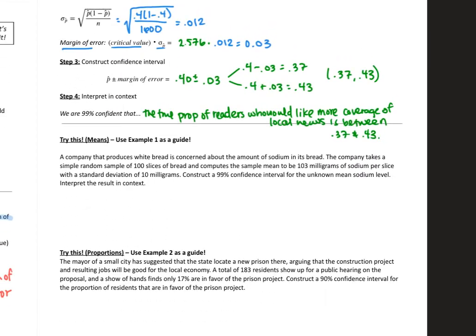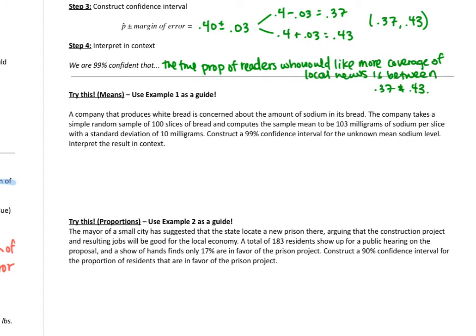All right, now we're going to do a couple more examples, but this one, I'm not giving you much information. You're just going to follow the steps, and I'm not filling in anything for you. So this is a problem about means. It says a company that produces white bread is concerned about the amount of sodium in its bread. The company takes a simple random sample of 100 slices. So that means n is 100. And computes the sample mean to be 103 milligrams. So the sample mean x bar is 103. That's our estimate. And it says a standard deviation of 10 milligrams.